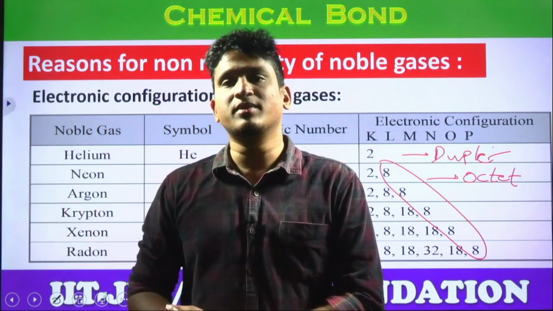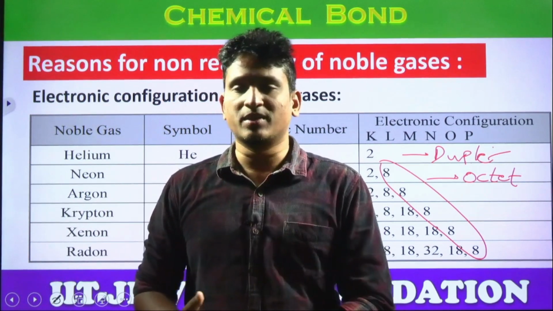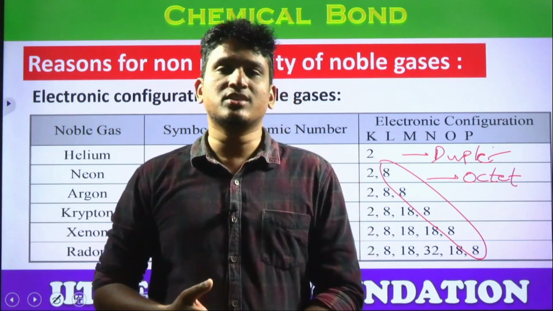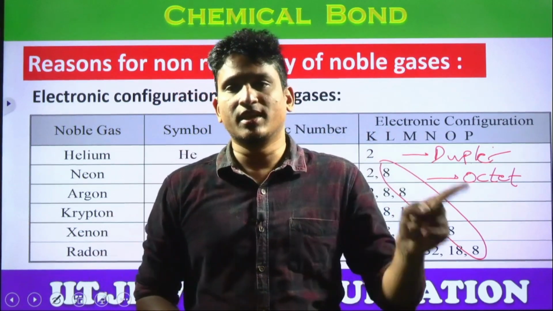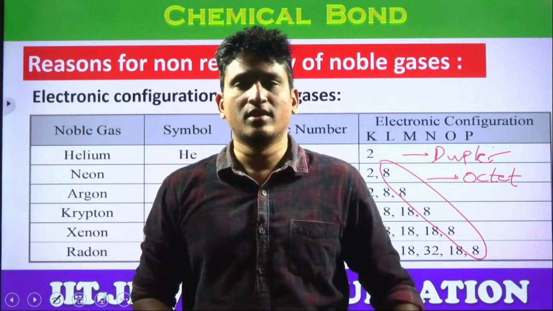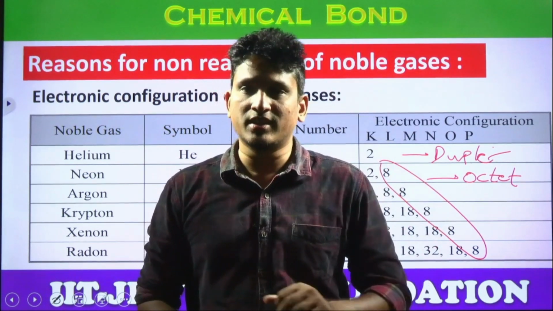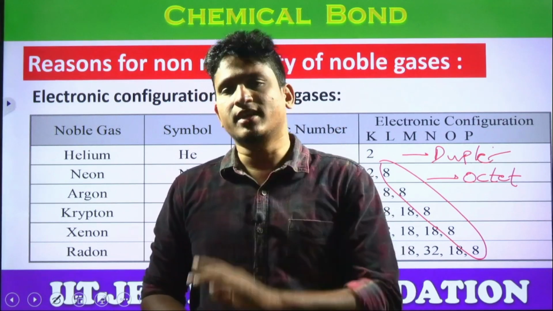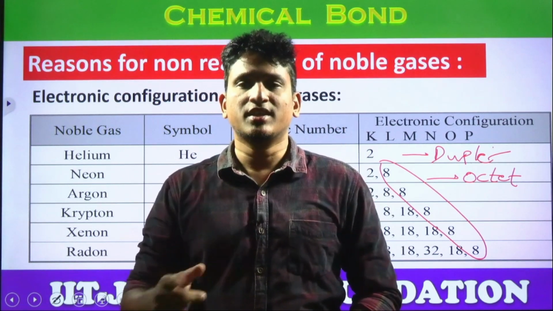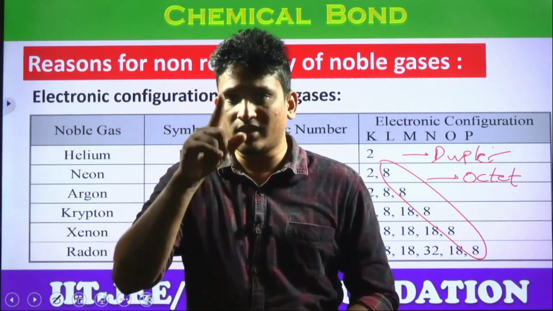Remaining other elements, how many electrons do they have? Let us take first group elements. First group element configurations: hydrogen 1s1, lithium 2s1, sodium 3s1, potassium 4s1, 5s1, 6s1. All of them have 1 electron in their valence shell. Yes or no? How many electrons? 1 electron. Look at the second group elements, beryllium 2s2, 3s2, 4s2, 5s2, 6s2, all have 2 electrons.